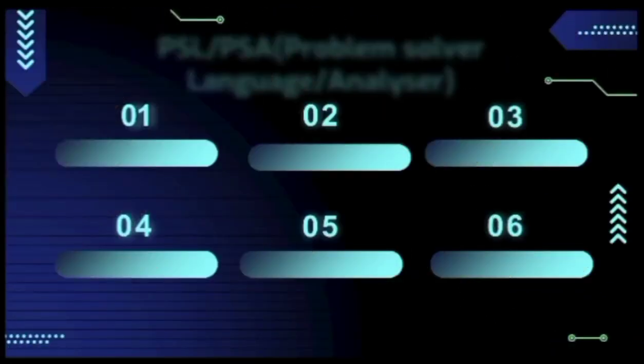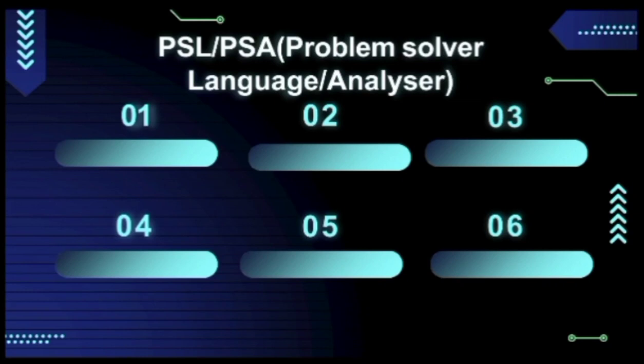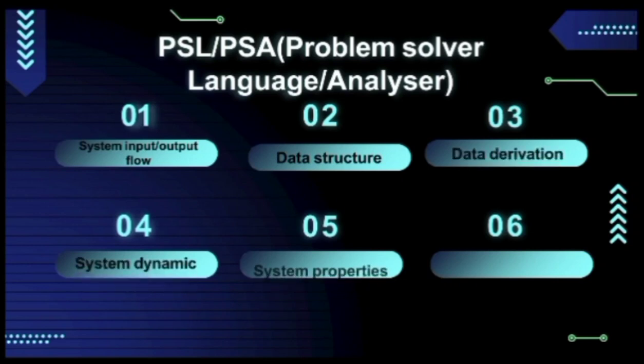The PSL system description can be divided into several major system aspects. They were system input or output flow, data structure, data derivation, system dynamics, system properties, and project management.